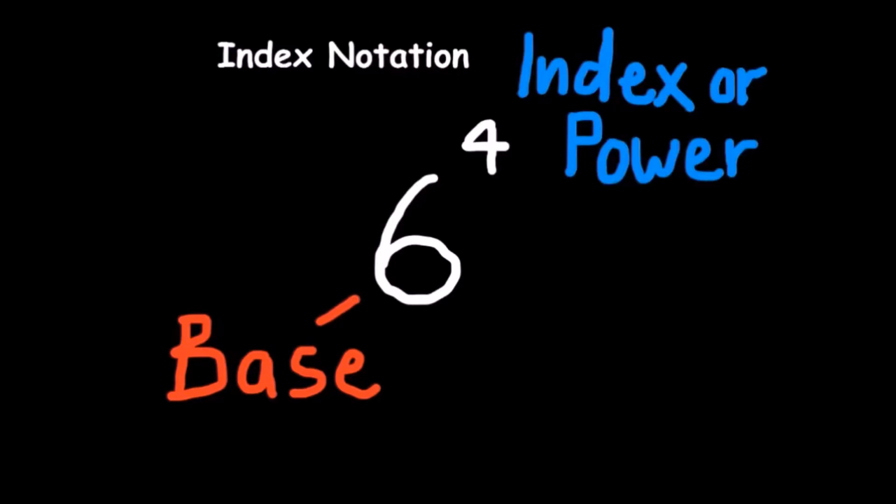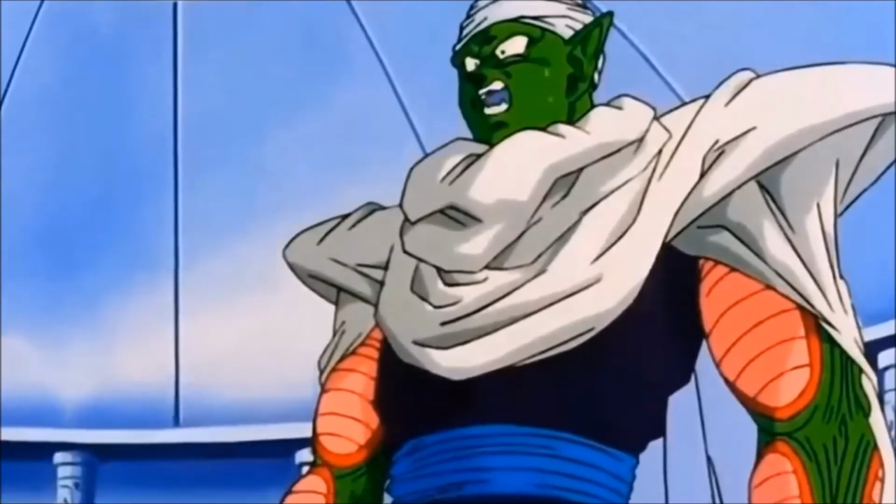So what is index notation? Well, if you've ever seen these little numbers that sit above big numbers, then you've already seen it, so you already kind of know what it looks like. Basically, terminology-wise, all we need to know is that the base is this big number right here, and the little number is called the index or the power. The power.